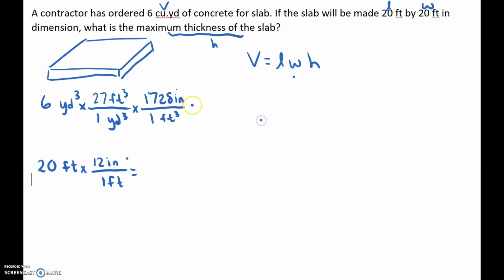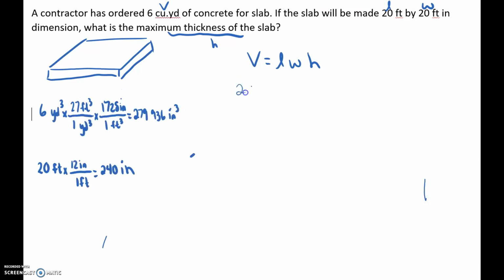That tells us that our volume measurement is equal to 279,936 cubic inches, and our length and width measurements are equal to 240 inches. We can now substitute in. Our volume measurement goes on the left-hand side. Our length and width measurement goes on the right-hand side. Our height measurement is unknown.